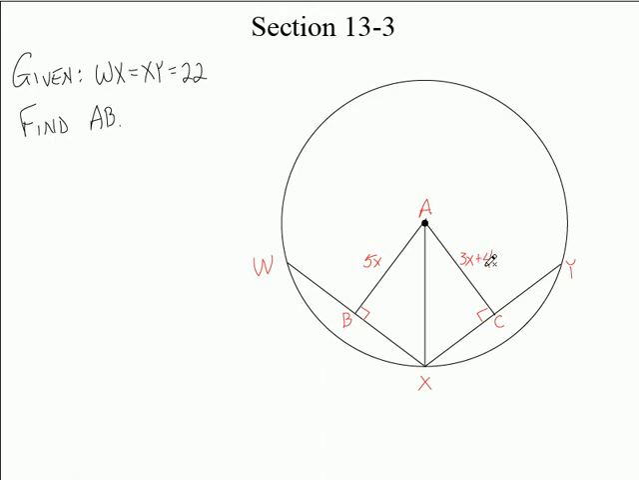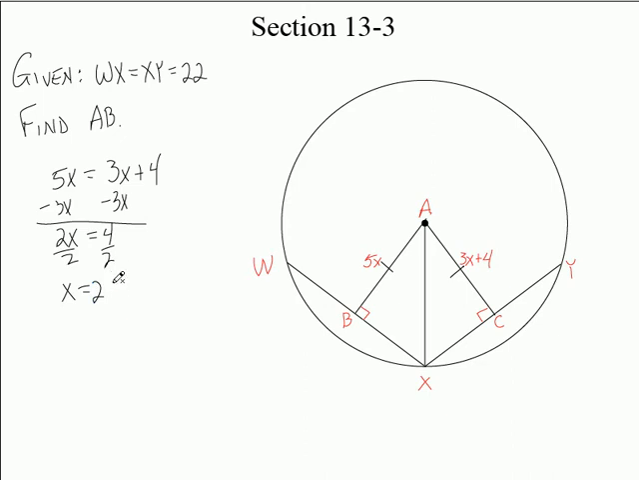So all we do is set them equal to each other. I'll just mark it so we can see that. These two are equal. If WX equals XY, then these two segments right here are equal to each other. So we just do some math on it. 5x equals 3x plus 4. We've been doing this kind of stuff all year. Subtract 3x from both sides, so 2x equals 4. Divide both sides by 2. Easy algebra, and x is equal to 2.